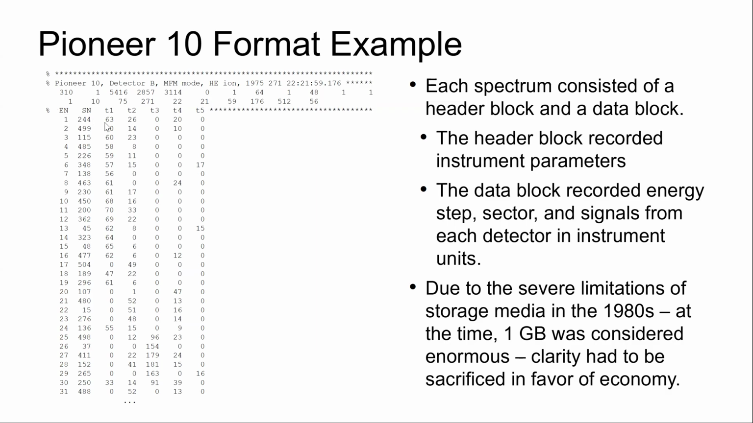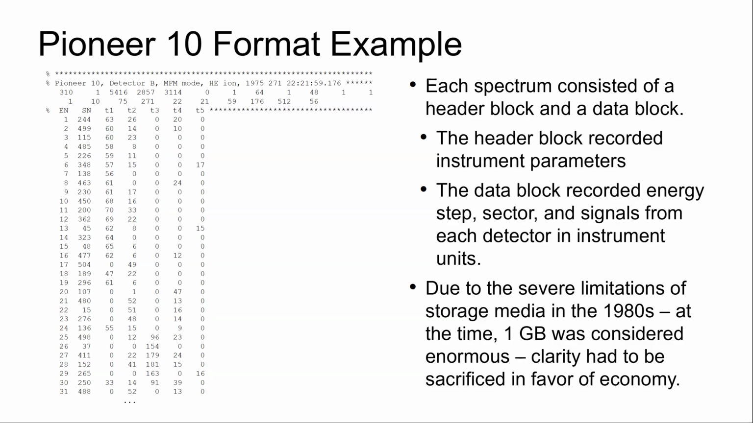Each data block consists of a succession of lines, which give you the energy step, the sector number, which is spacecraft roll angle, and signal from the 5 targets and instrument counts. Now, looking at this, you'll conclude that it's almost unreadable by anybody who doesn't know exactly what its contents are.